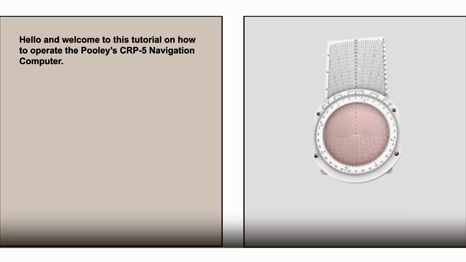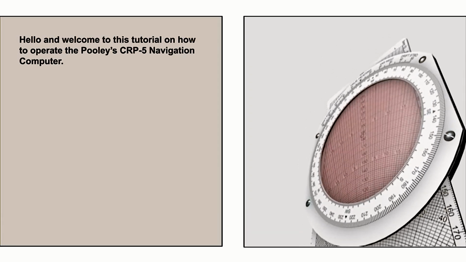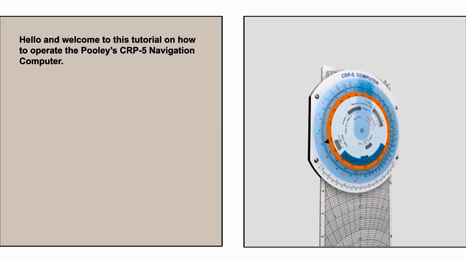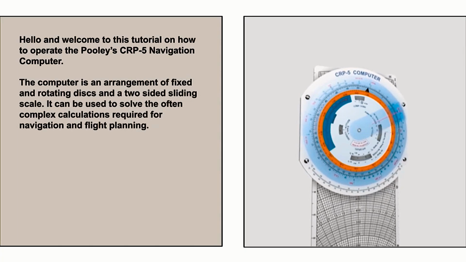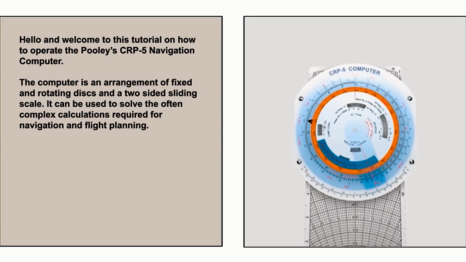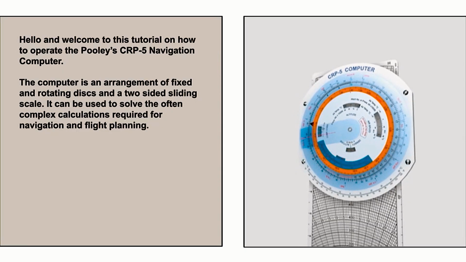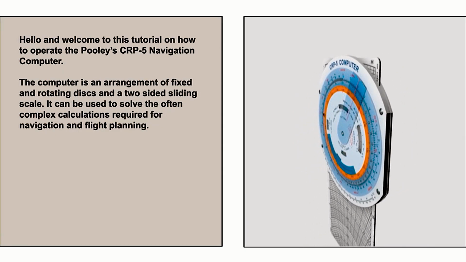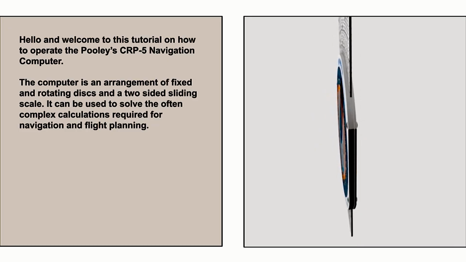Hello and welcome to this tutorial on how to operate the Pooleys CRP-5 navigation computer. The computer is an arrangement of fixed and rotating discs and a two-sided sliding scale. It can be used to solve the often complex calculations required for navigation and flight planning.